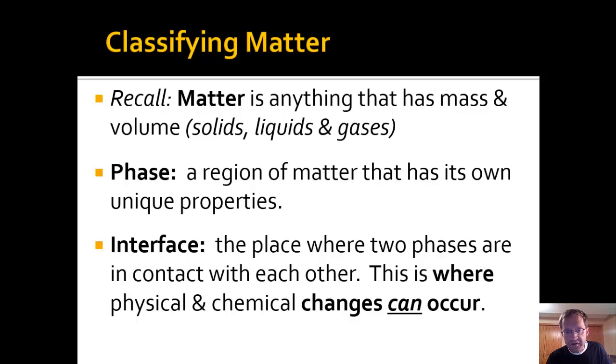So interfaces are where two phases touch or are in contact with each other, and where a change can occur.